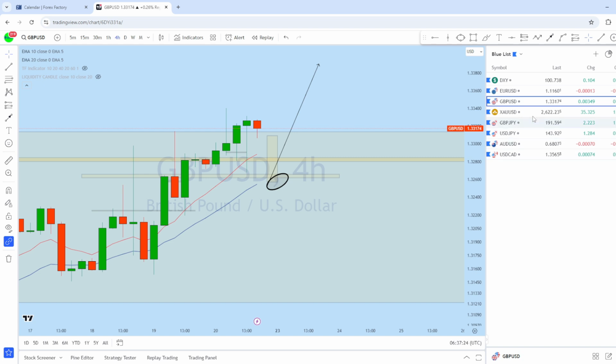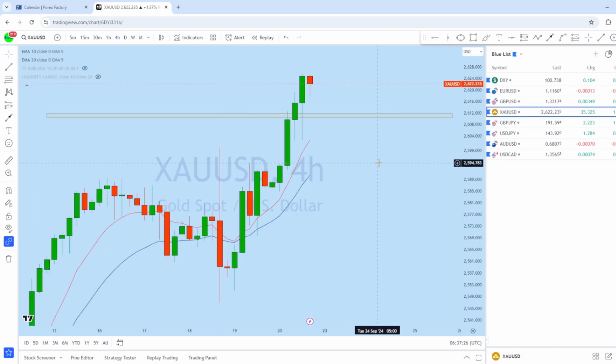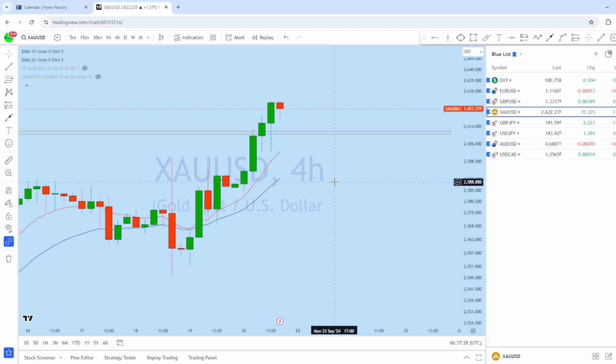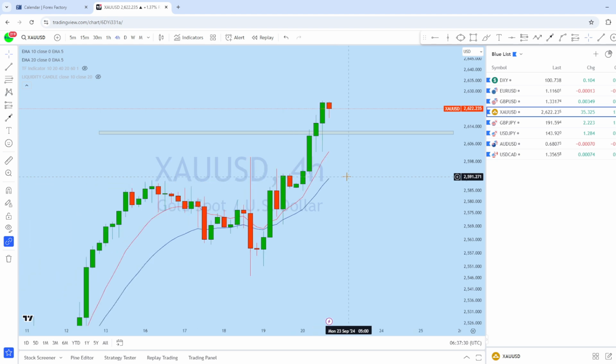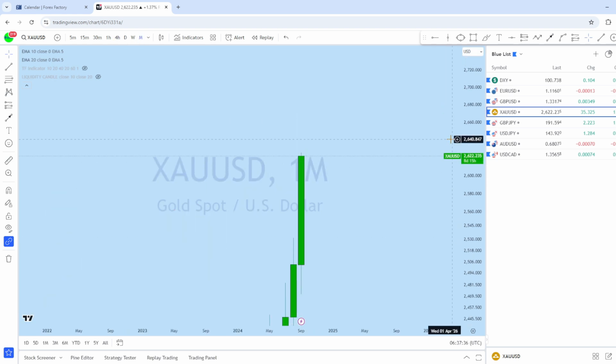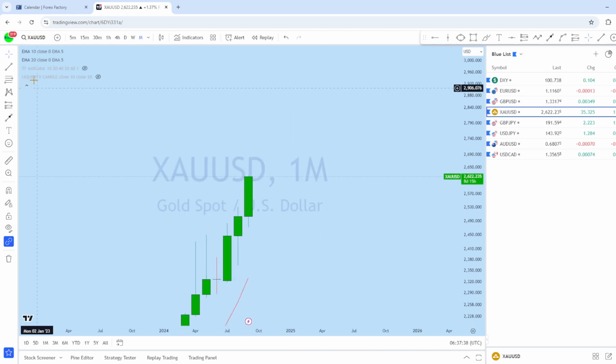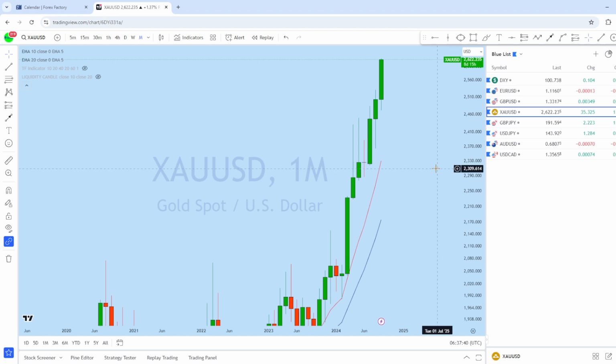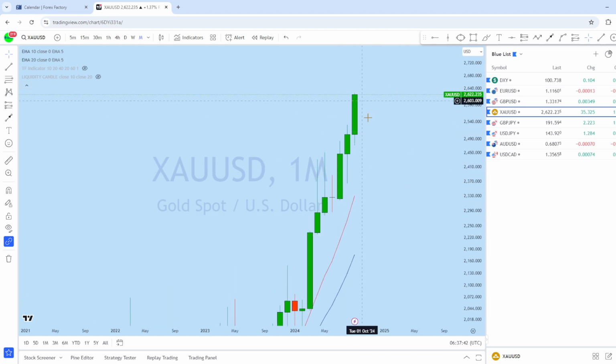Now let's look at XAU USD, gold. And the past week gold was incredible, as you have seen, it was in a very strong bullish momentum. Now let's see, as this is the last week of the month, what we can expect on gold. And we can see that from gold, this is the monthly candle.